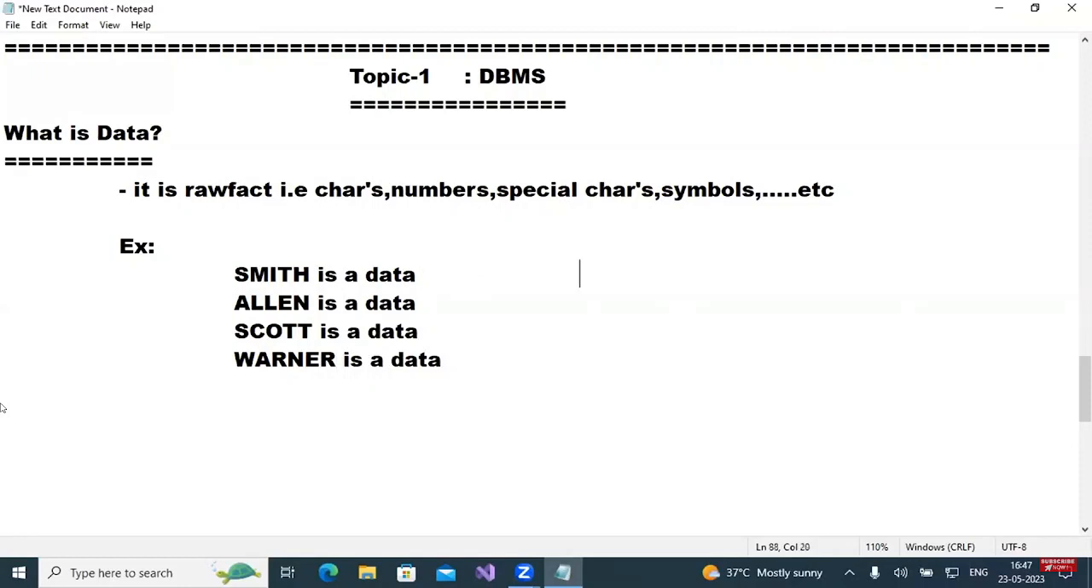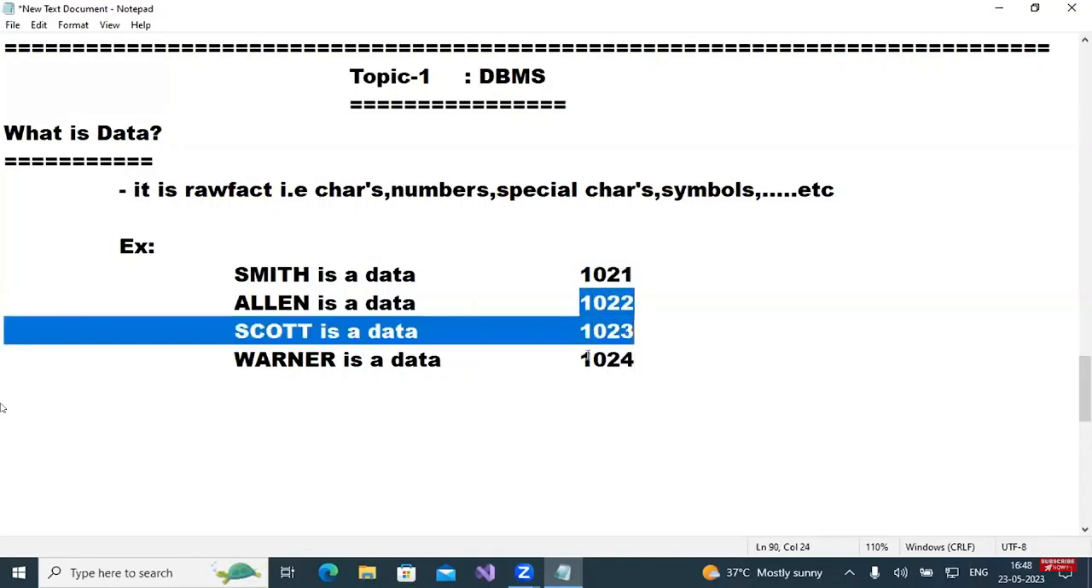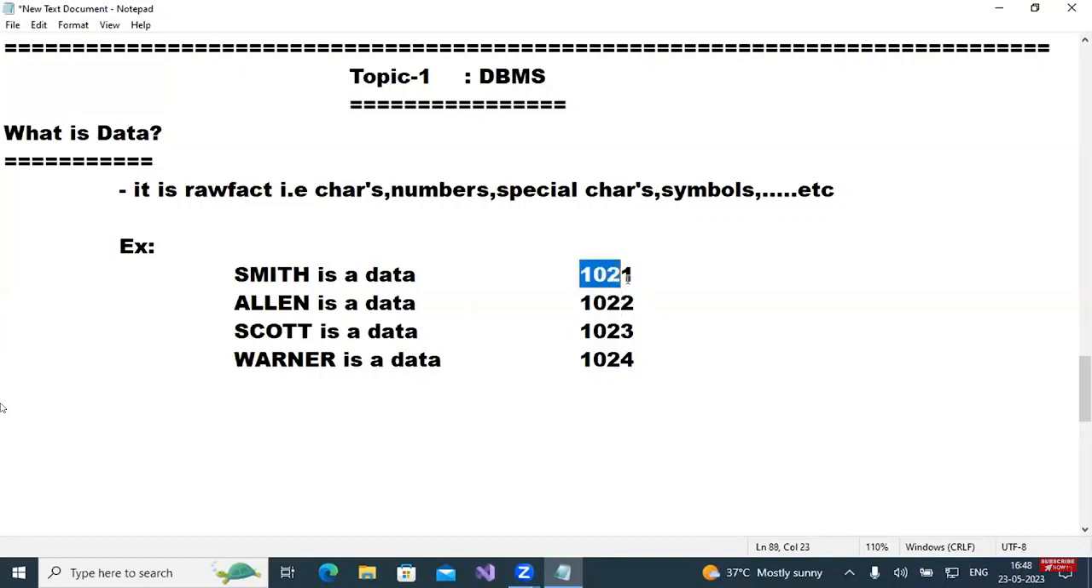Same as, suppose I give 1021, 1022, 1023, 1024. What is this, sir? Each and every value is called data. So 1021 is data, 1023 is data, 1024 is data. That means every number is data and every word is data. Understand? This is what we call data.